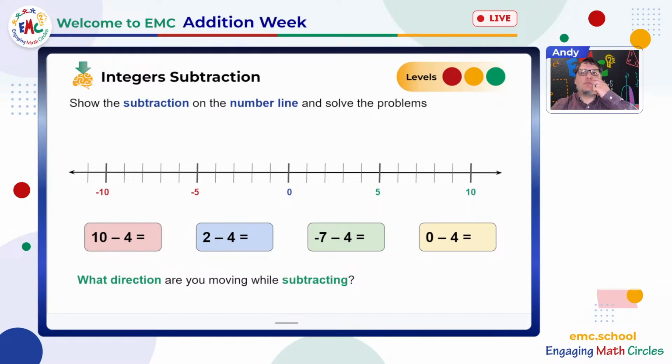But what if I want to subtract from integers? Okay, 10 minus 4 we should know is 6. How did I get from 10 to 6? I went to the left 4. 1, 2, 3, 4. Okay. And now we have 2 minus 4. I'm going to go to the left 4. When I'm subtracting, I always go left.